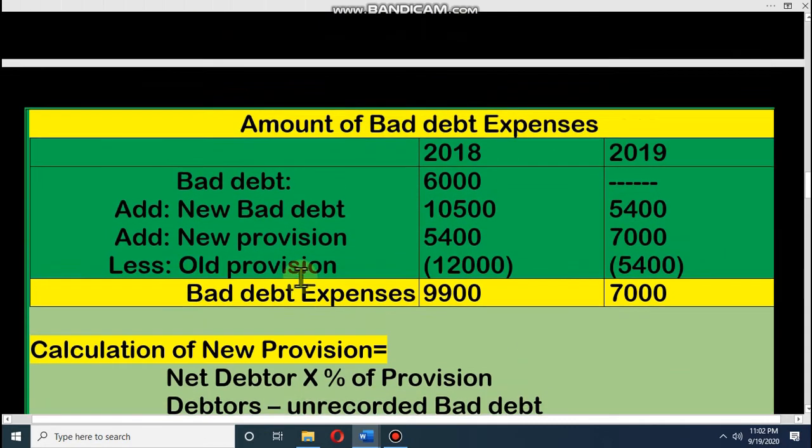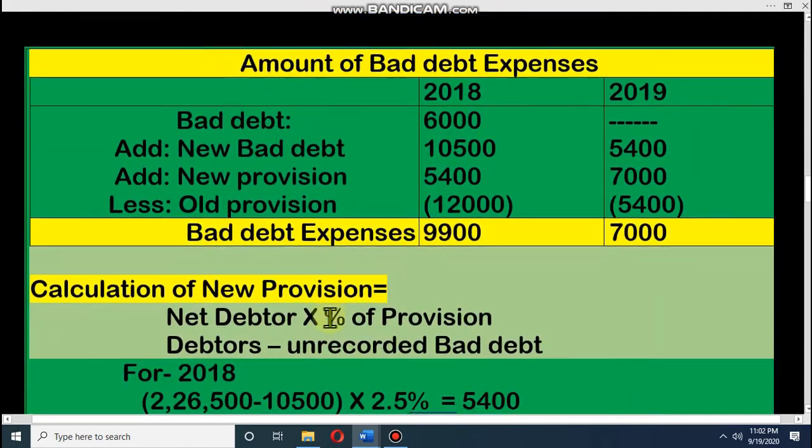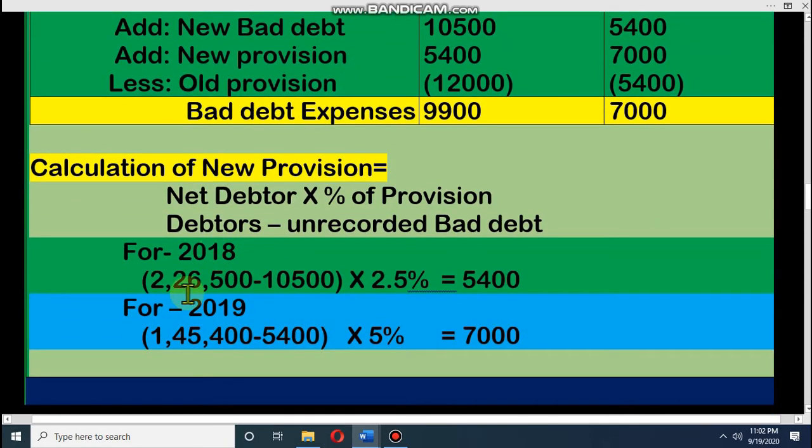So look at the question, what is the amount of debtors? 2,26,500, and unrecorded bad debt is 10,500. So the amount of net debtors is 2,26,500 minus 10,500, and the rate of new provision is 2.5%. It is 5,400.